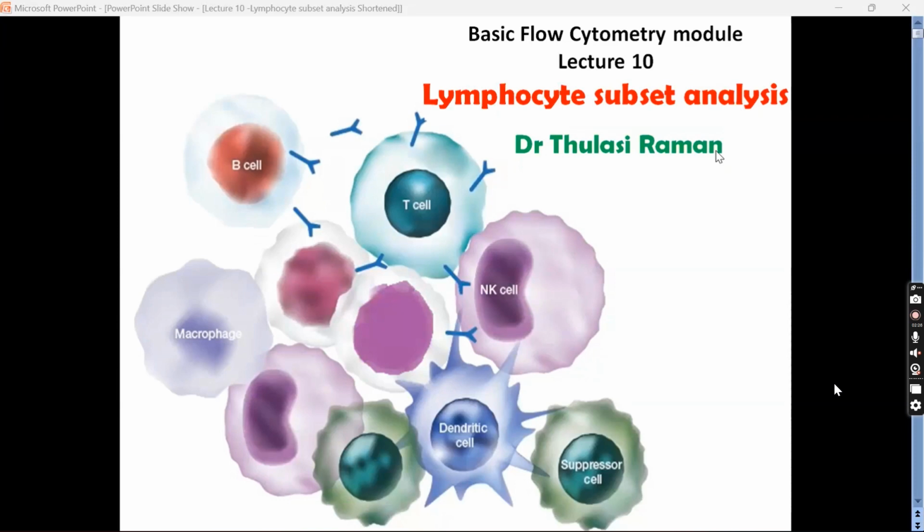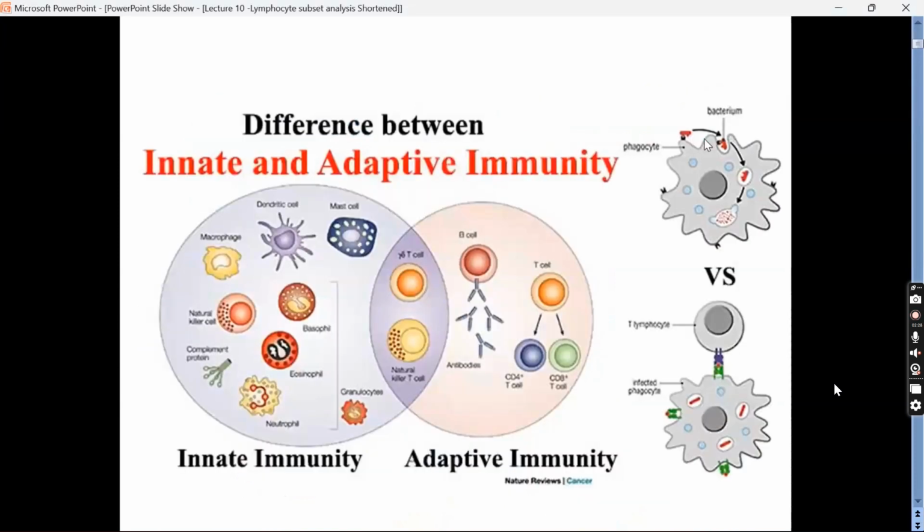So lymphocyte subset analysis. The basic purpose of doing this lymphocyte subset analysis is as a part of your immune workup. But immunity is not just about lymphocytes. It has multiple other cells and other proteins involved in it. Now, immunity, if you see, is of two types: innate immunity and adaptive immunity.